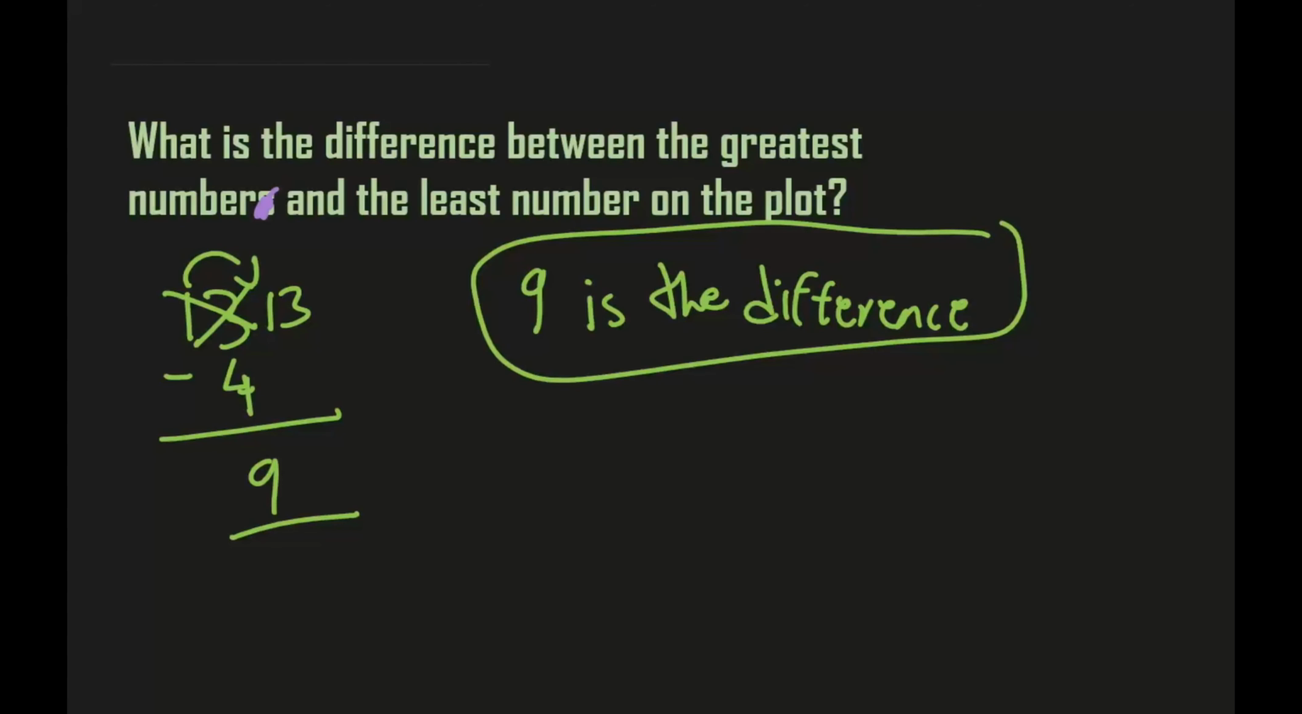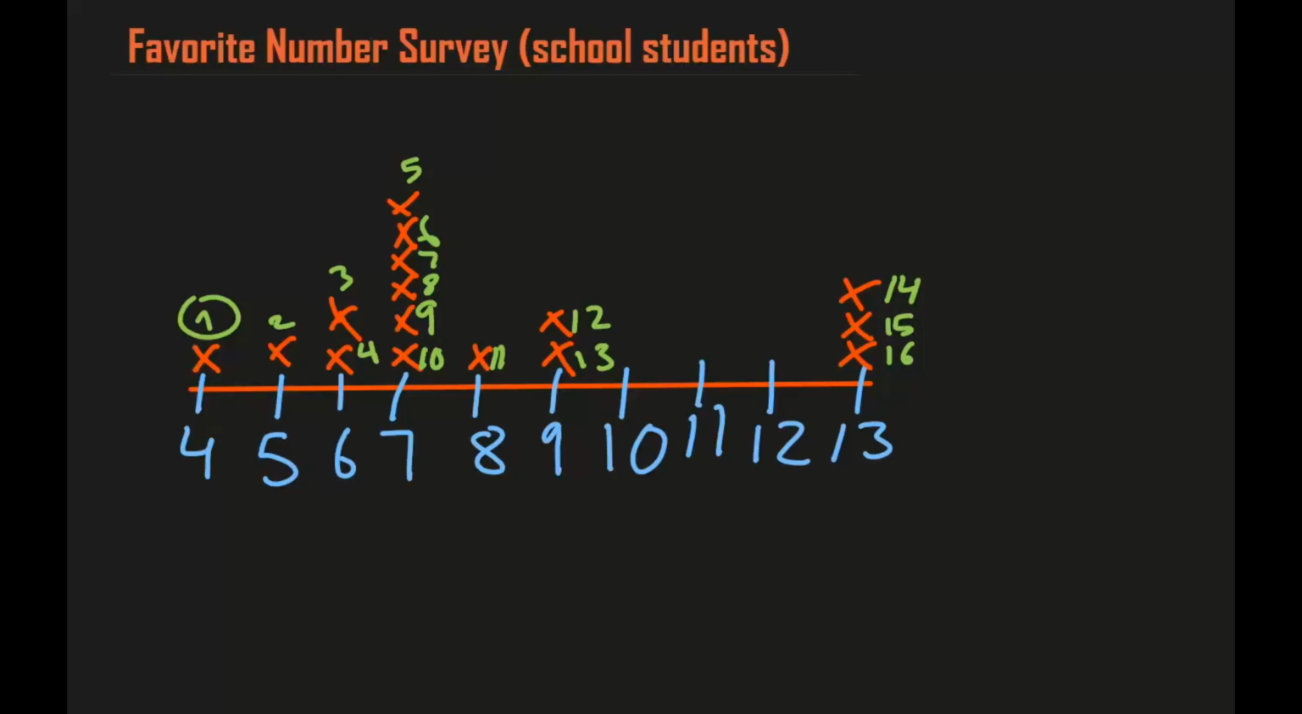Okay, and now we have one last problem. What is the outlier? So, let's go back and let's find the outlier. So, most people like the numbers from 4 to 9. And then right here, at 13, we have 1, 2, and 3. 3 people that like 13. So, because 13 is the most different out of all of these, 13 is going to be our answer. 13 is the outlier.